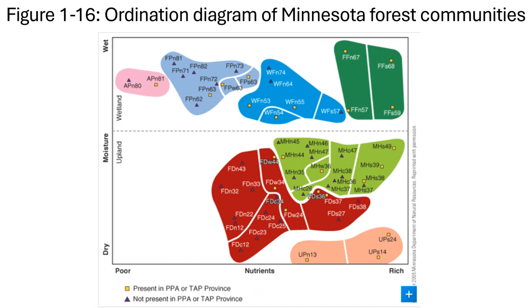So let's look at this diagram out of your textbook. This is what you call an ordination diagram, and it's forest communities in Minnesota. And the way these work is as a way of visualizing kind of statistical analysis. You have two variables here. You got moisture and you got nutrients. And as you go from left to right, nutrients becomes more rich. And as you go up, moisture levels are more wet.